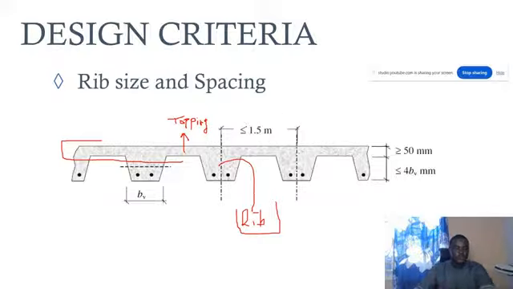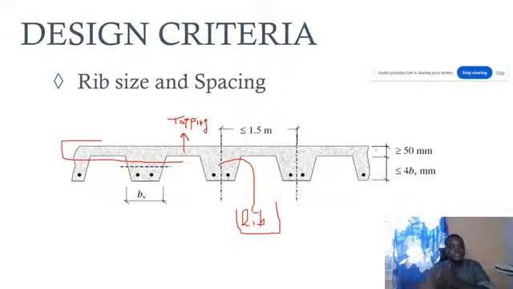So based on the code, your ribs should not have more than 1.5 meters. That's the maximum spacing if you want to use the recommendation prescribed in the code. So it should not be more than 1.5 meters. You can see the spacing between the center line of the first rib to the second one. And then the depth of the rib beam without the topping.